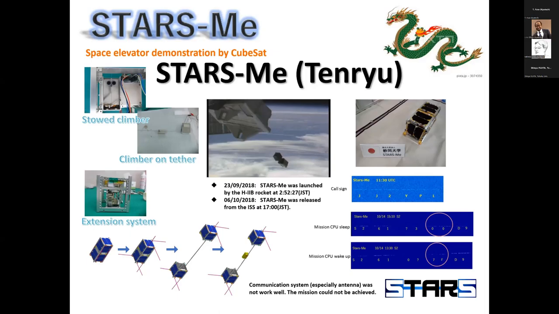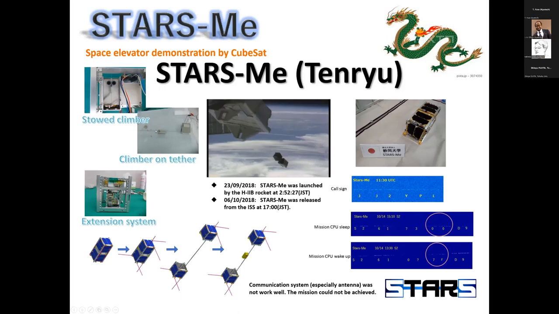The mission of this satellite was to perform very, very small, very mini space elevators. So this satellite consists of mother and daughter and the grandchildren. We call them grandchildren. Here is a climber, this yellow, very small robot. At first, the tether is extended, and then the climber is moving on the tether.